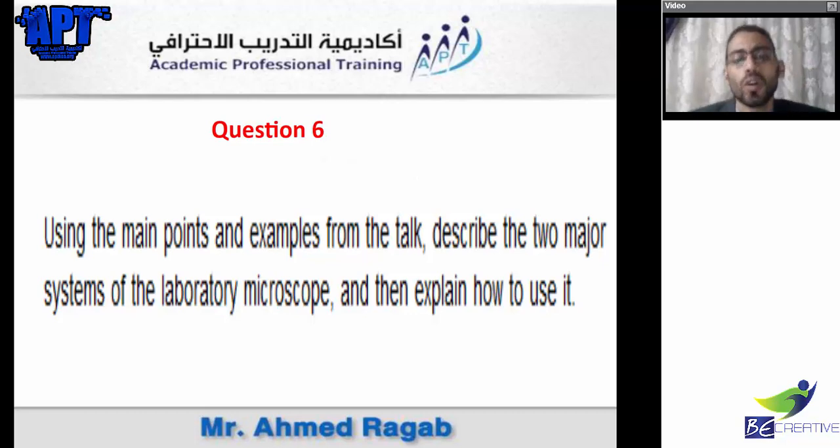Okay, so we're right here. The two major systems of laboratory microscopes are the illumination system and the imaging system. As she said, the illumination system has a light source that can be controlled to let more or less light pass through the specimen you're viewing, like when you move a lever on the side of the microscope.